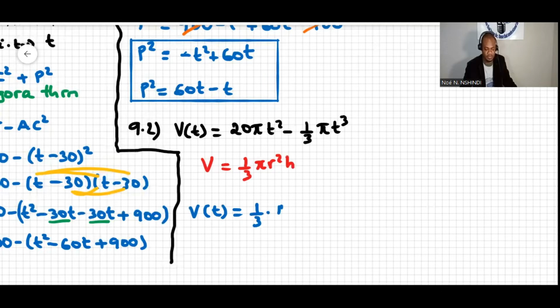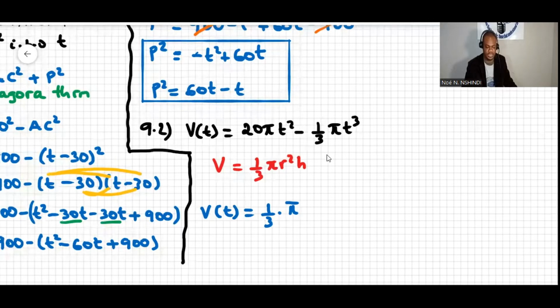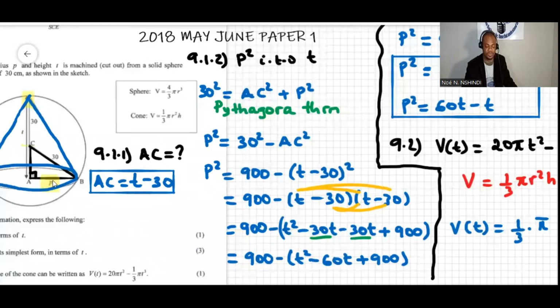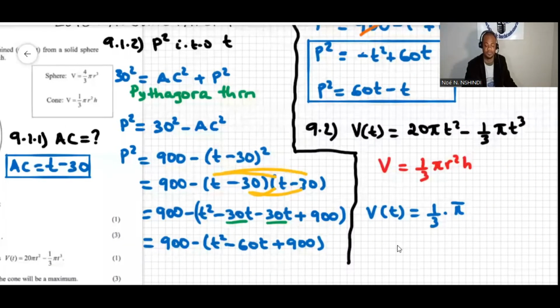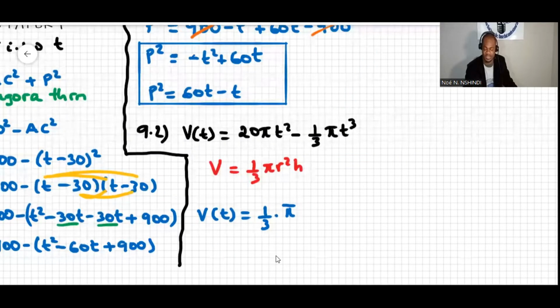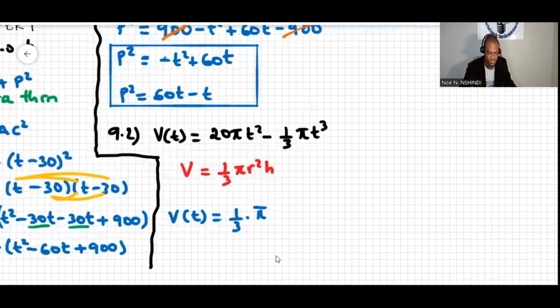So 1/3 times pi times r squared. R is p, so r squared will be p squared, as we have it here in the diagram. Let's check it again: r is the radius of the cone, so r squared is p squared, and p squared was calculated in the previous question. We did find that p squared is equal to 60 minus t squared.